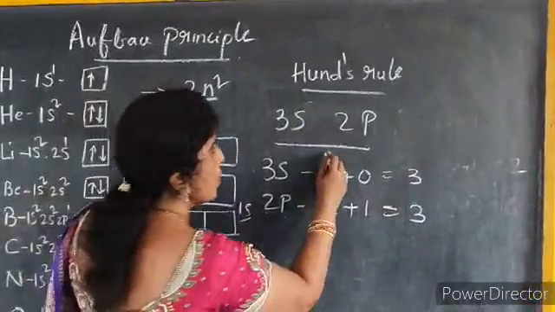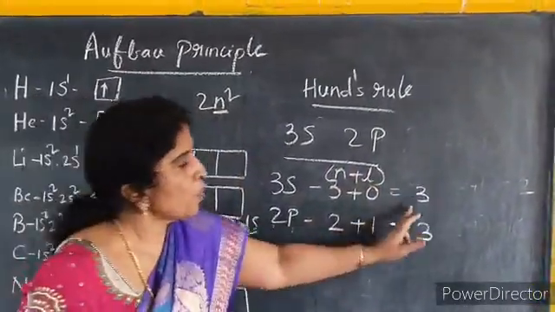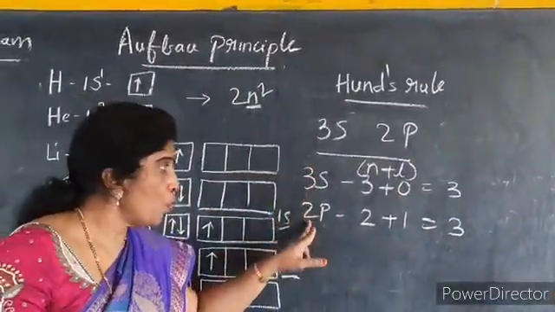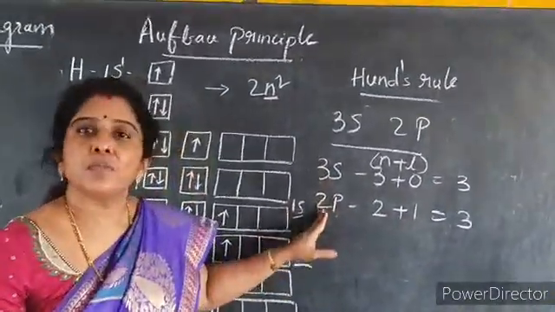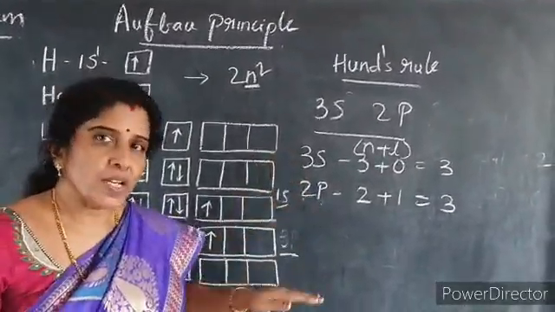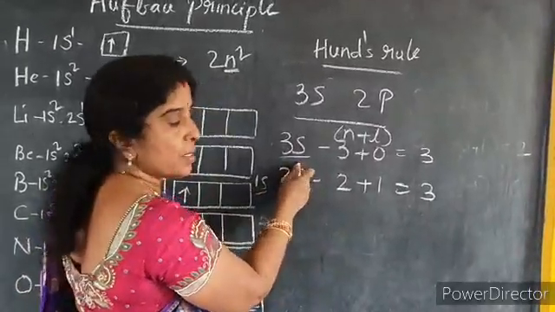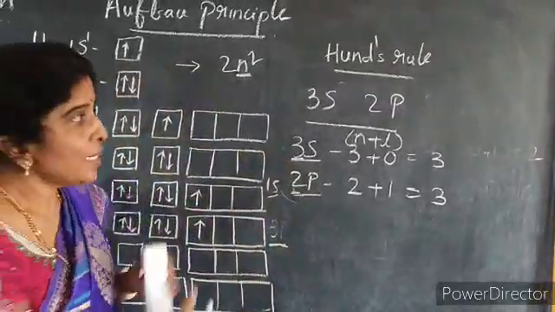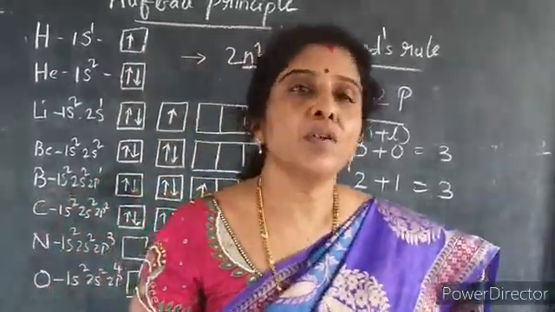Here both are the same. Then which one will have the least energy? Then you have to go by the principal quantum number. Wherever the principal quantum number is less, that particular orbital will have lower energy. So compared to 3s, 2p will have lower energy because its principal quantum number is 2, whereas here it is 3.